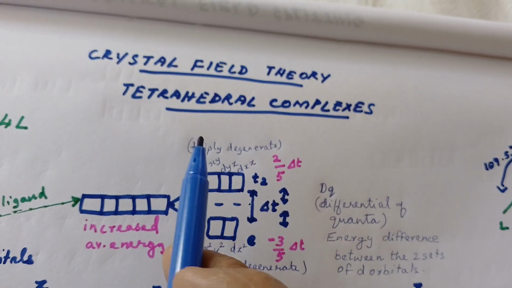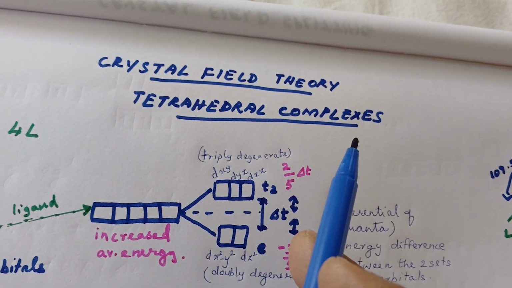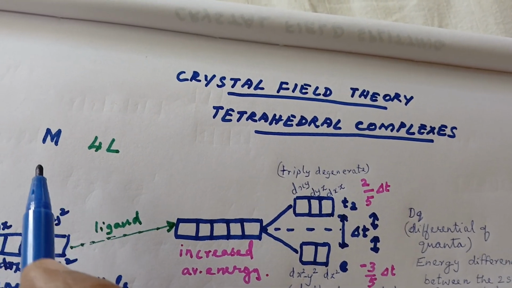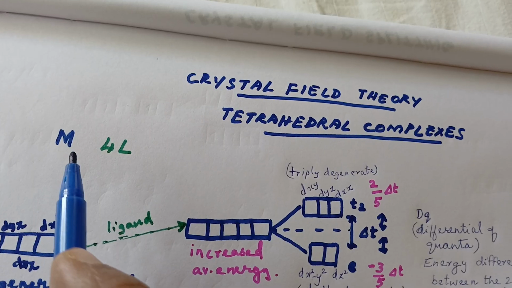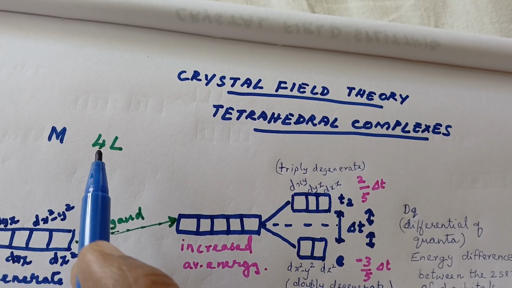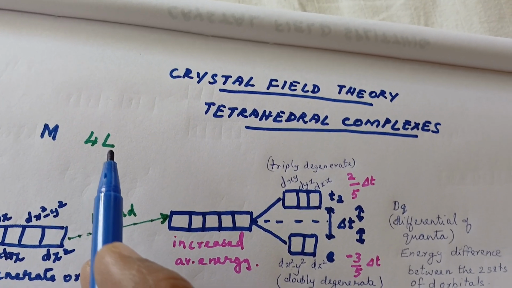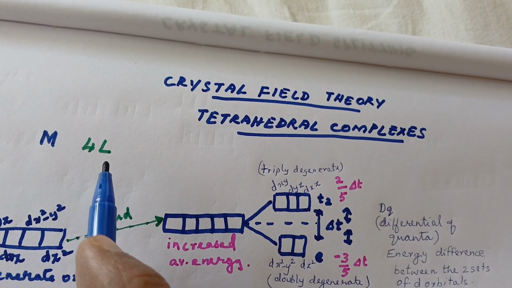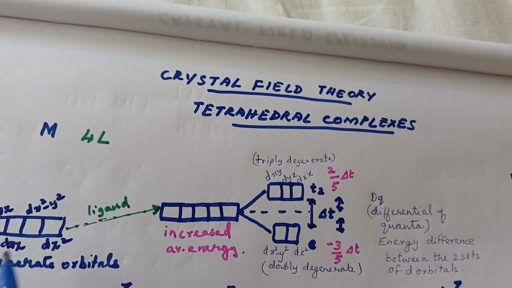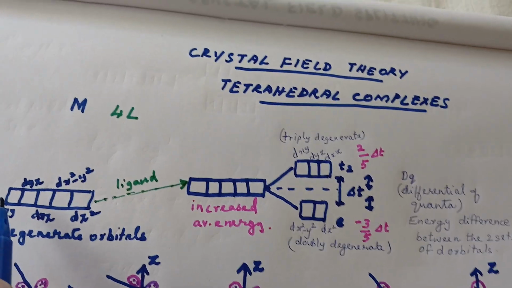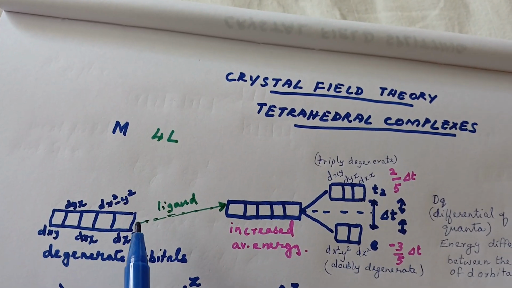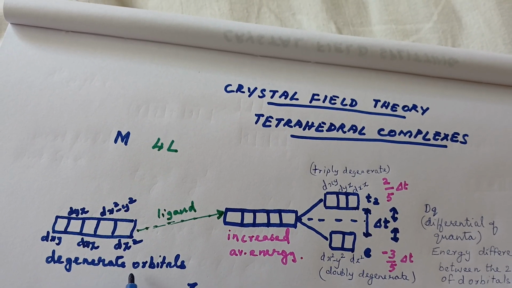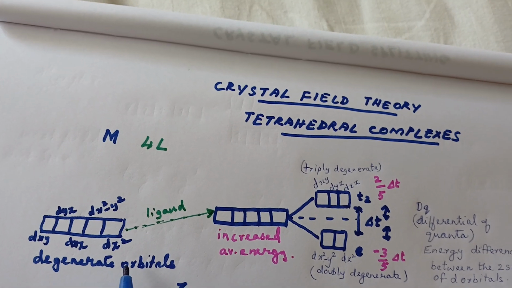Crystal field theory in tetrahedral complexes. We know that in a tetrahedral complex, there is the central metal atom surrounded by 4 ligands. Ligands, as you know, are electron donors. Now, the degenerate d orbitals, 5 of them, have the same energy. That is why we call them degenerate orbitals.